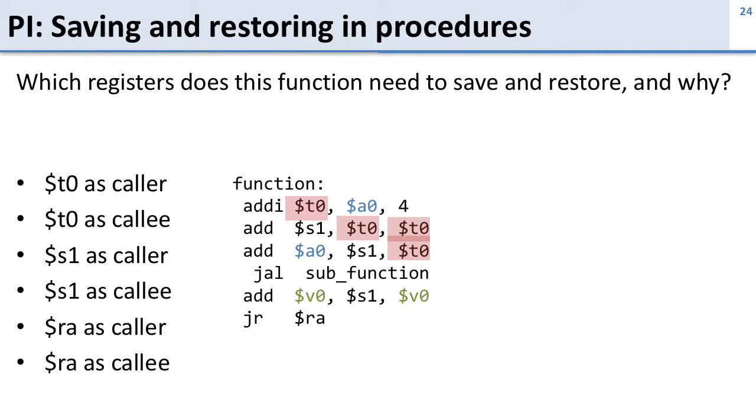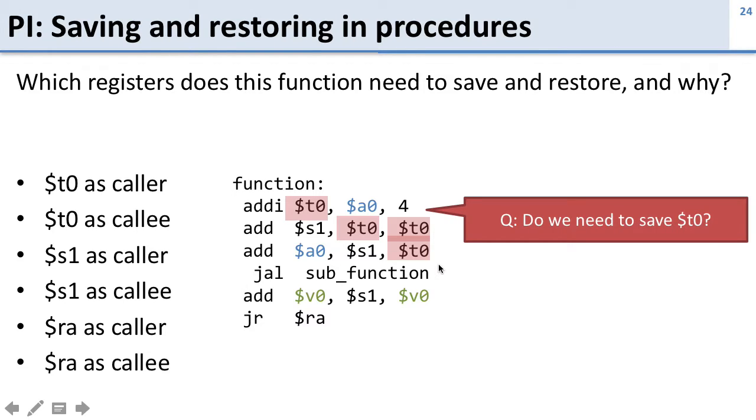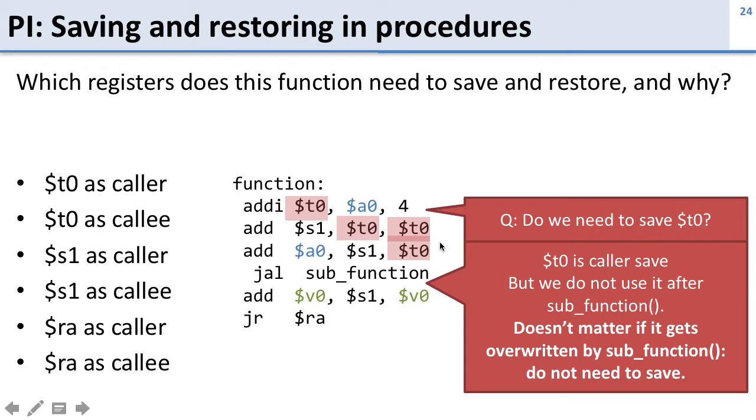Now, let's take a look at T0 here. Do we need to save T0? Well, T0 is caller save. So that means we need to save it if we're calling subfunction. But we don't use it after subfunction. So after subfunction, we never read T0 again. So if subfunction writes over T0, we don't actually care because we're never going to use it again. So that means we don't have to save it because it's caller save, and we as the caller, we don't care about it after we've called subfunction.